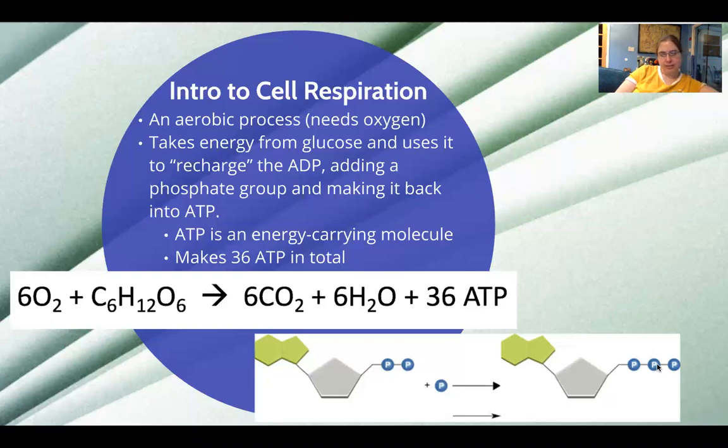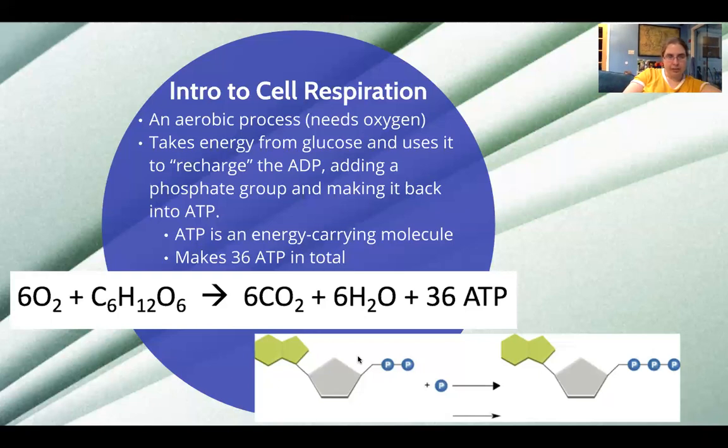Now, this process of cell respiration makes anywhere from 36 to 38 ATP. I've heard most sources citing it as 36, but I have seen some sources citing it as 38. However, for this and for my class, we're going to go with what our textbook says, and that is 36 ATP. Sorry, adjusting the table here.